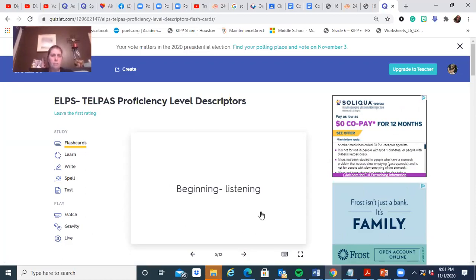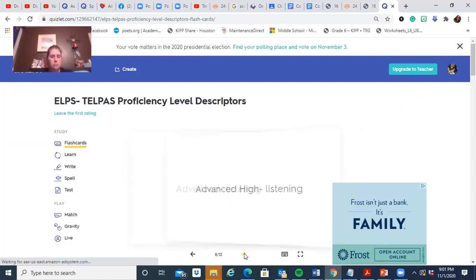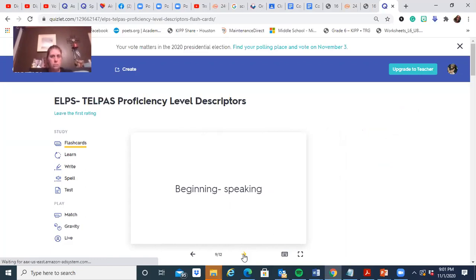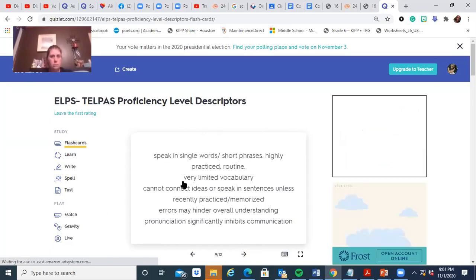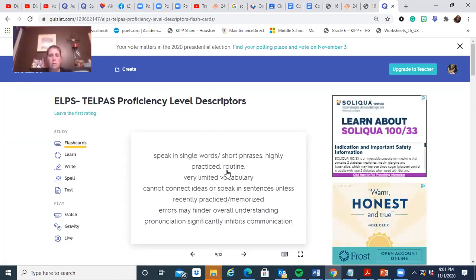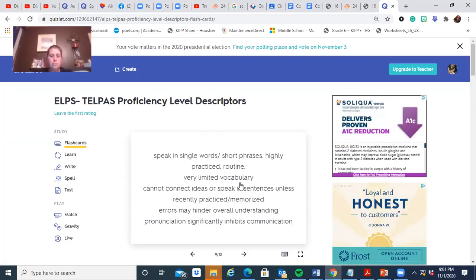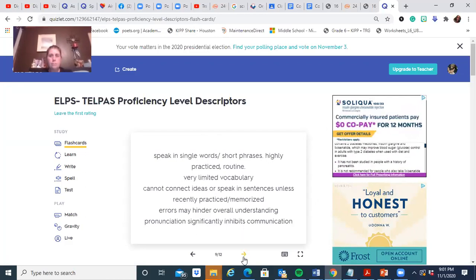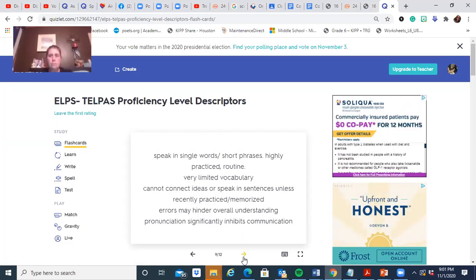These Quizlet cards are great because they go through the writing, the listening, and the speaking. And the great part about speaking is that it's very similar to writing, in my opinion. So with beginning, speak in single words, short phrases, highly practiced, very limited vocabulary. It goes hand in hand with the writing, right? So that's just a quick way to remember.